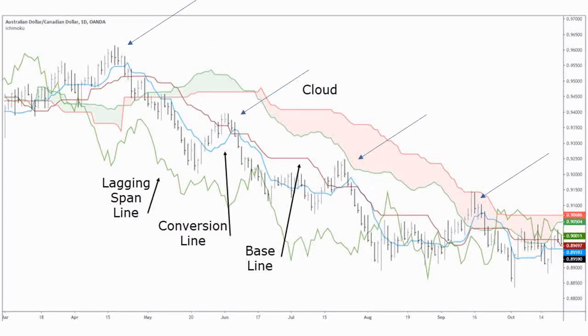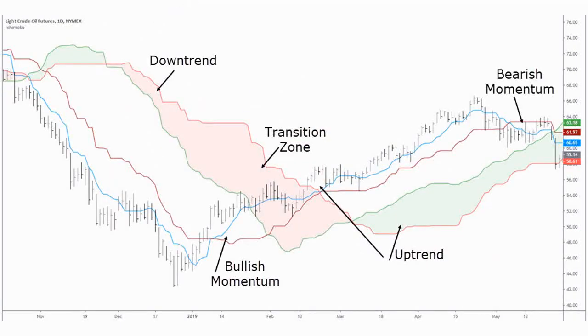If the price is trading above both lines, we're looking at an uptrend. Price below the lines, downtrend. And you can see that just with that basic understanding, and if you know how moving averages work, this indicator is not as intimidating as it looks. So how does it work?